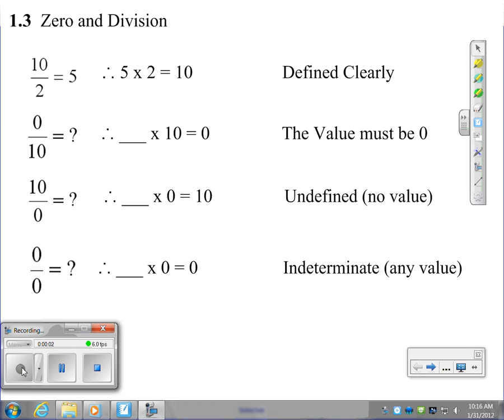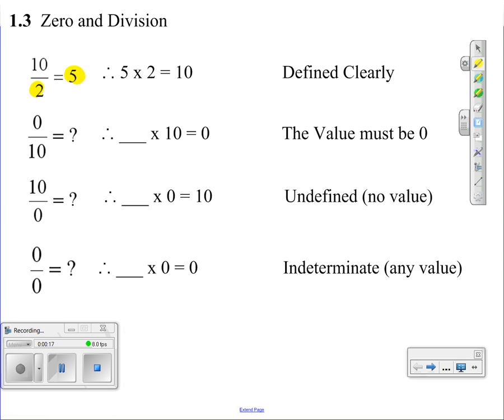All right, today we're going to look at a concept that involves the role that zero plays in different situations, and then we're going to look at three specific ones, and we're going to use a fact that we know as a basis. And you've seen me do this before. We would all agree that 10 divided by 2 is 5, and therefore 5 times 2 is 10.